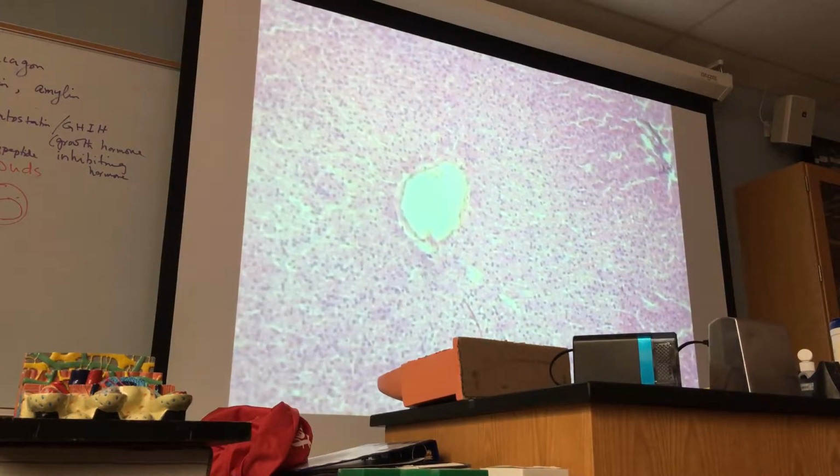And what does hepatic portal vein do? Carries blood from small intestine. And in small intestine, what happens? Digestion and absorption. Okay?